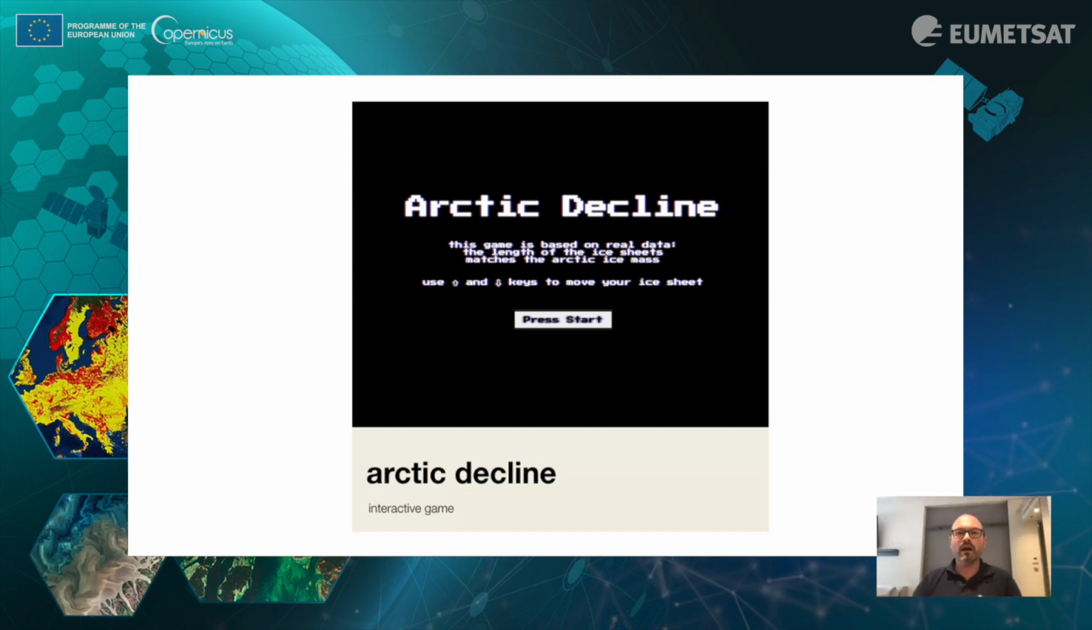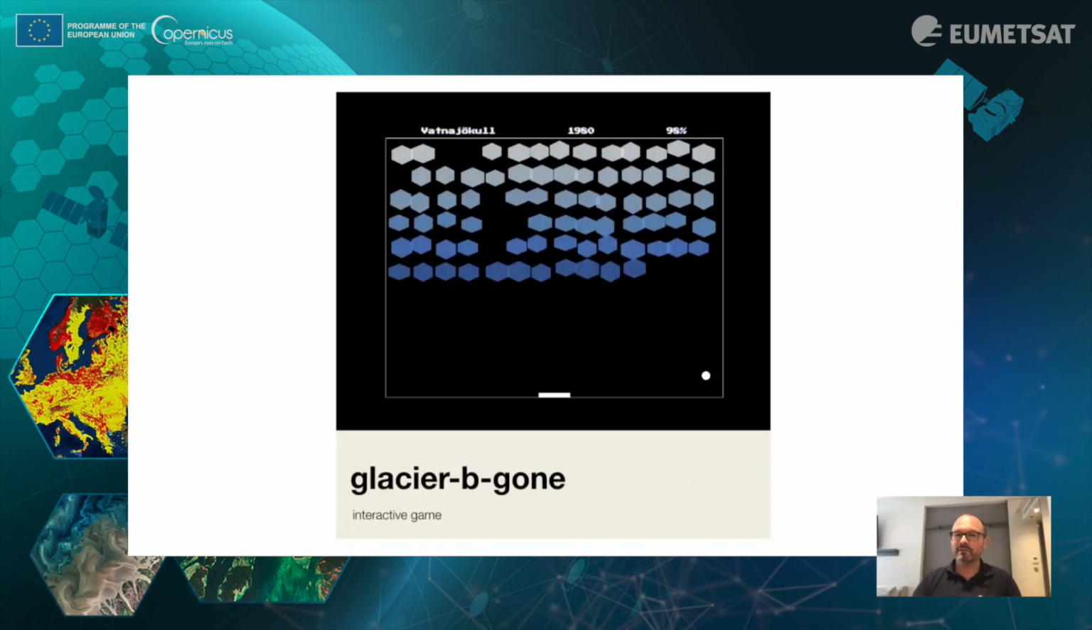So we've got Arctic decline, and the length of the ice sheet matches the Arctic sea ice mass. Okay, so that's the introduction. And this is what the game was. Your paddle at the bottom will decrease and increase with the amount of mass loss for a particular year. And it's a way to just gamify the data. And I can see these sort of things working in informal education sessions, online, at events. It's a point of interest, and there's an underlying climate message with it.